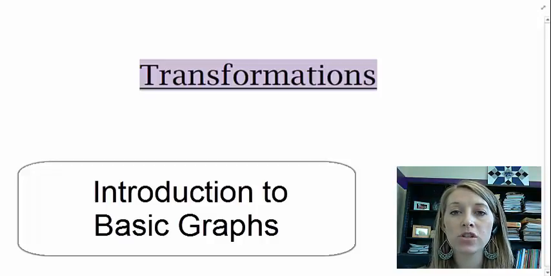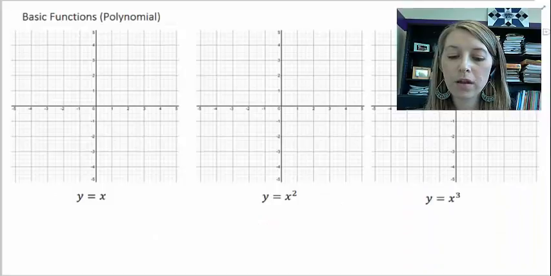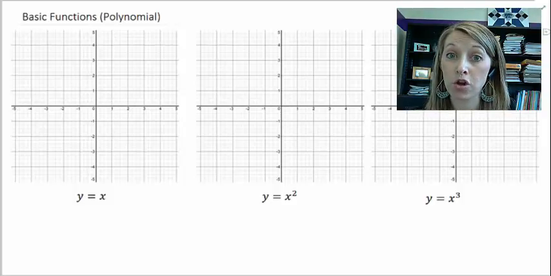Okay, before we actually transform something, we need to figure out what in the first place we are actually transforming. We're transforming graphs, but we need to have a foundation, a set of graphs that we can transform, so we need to start there. There are actually 7 basic graphs that I want you to have identified by the end of this section. We're going to start first here with the polynomial graphs.